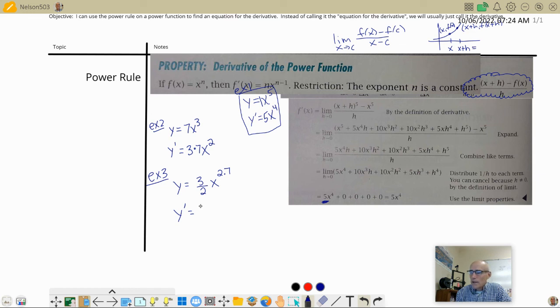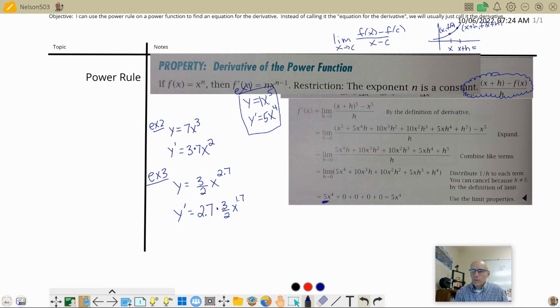All right, welcome back. I'm going to put down 2.7. I move the exponent out front. It's now a factor, 2.7 times 3/2. This is really awkward, isn't it? And then we've got x, and then if I reduce the power by 1, I get a 1.7, right?